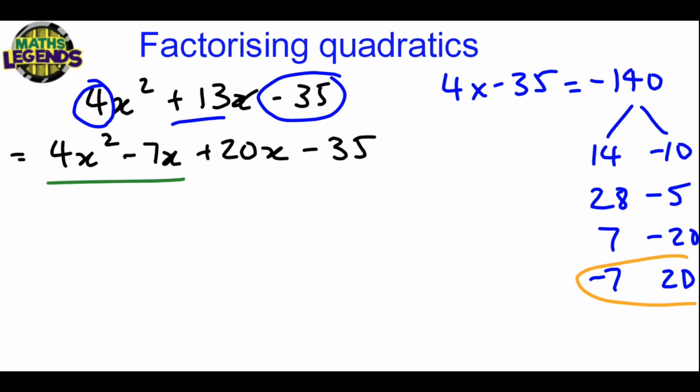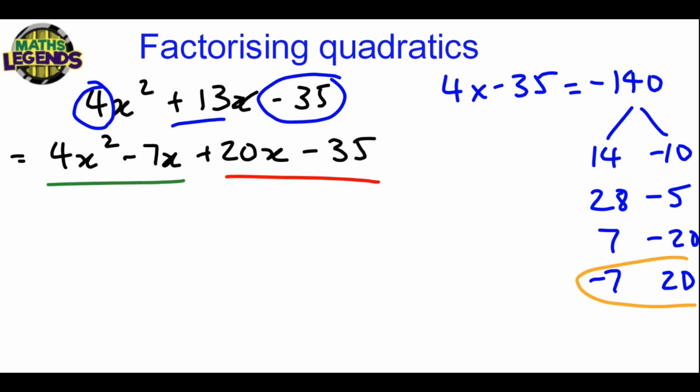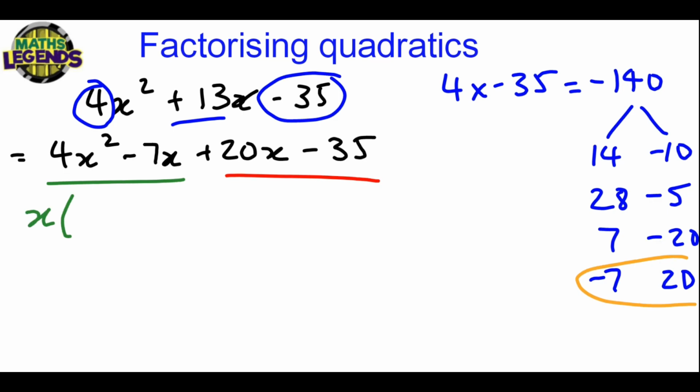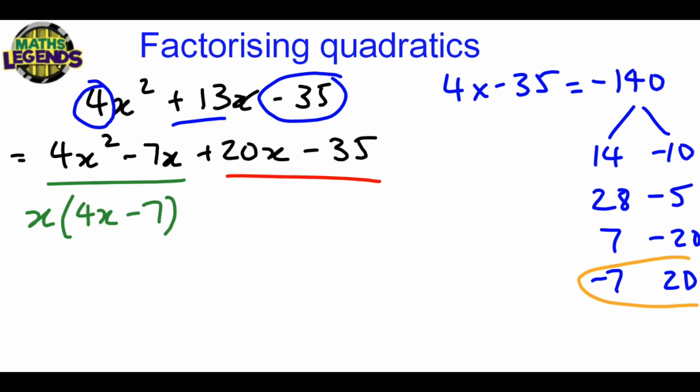And then we're going to factorize the first two and then the last two. So 4x squared minus 7x. So here the common factor is x. So we take that out as a factor. And then we're left with 4x minus 7. And in the red section, we have 20x minus 35. So the common factor here is 5. So we're left with 4x minus 7.